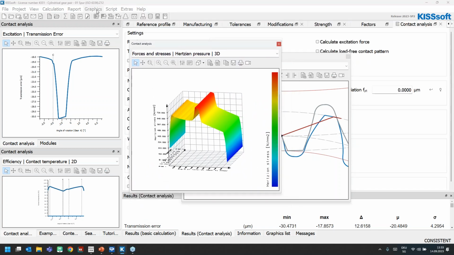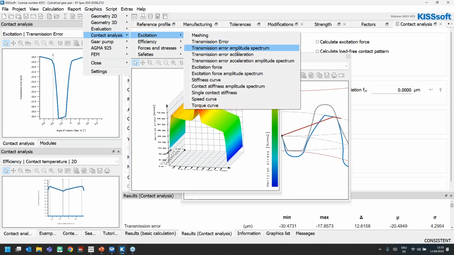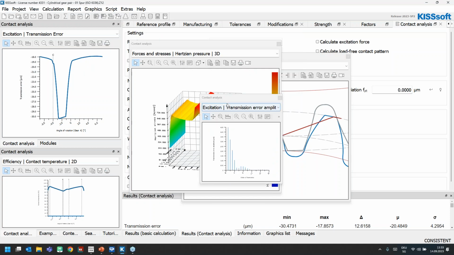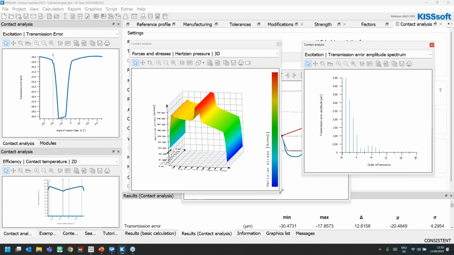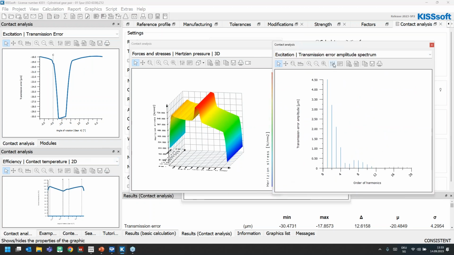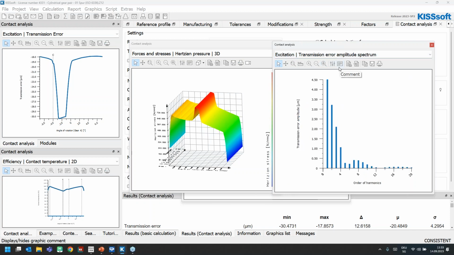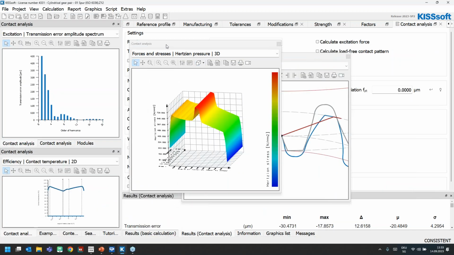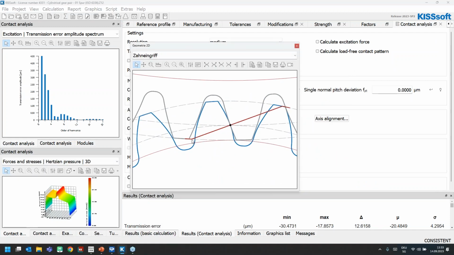Okay, and maybe one final graphic which I would like to show you is the FFT of the transmission error, so the amplitude spectrum. Okay, so we can see that the signal has a lot of energy content, which we can see over here. I can make these orders of harmonics a little bit bigger so we can see them better. Right, so what can we do now in terms of the optimization? First of all, we need to apply a tip relief, and the amount of tip relief should be chosen such that these contact shocks are first eliminated.